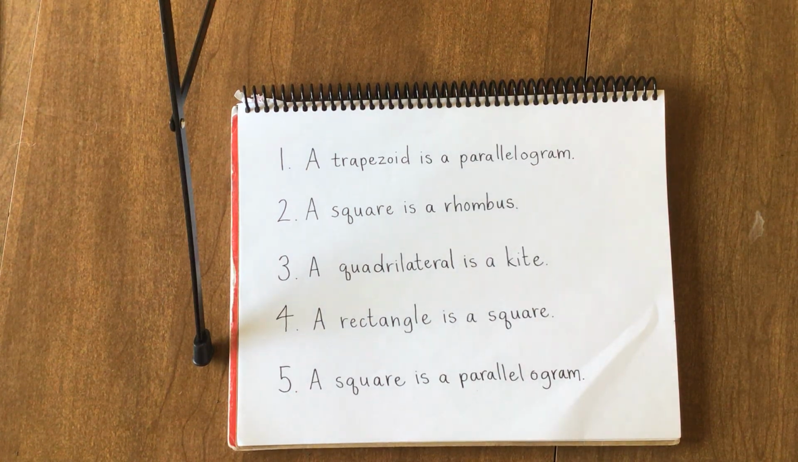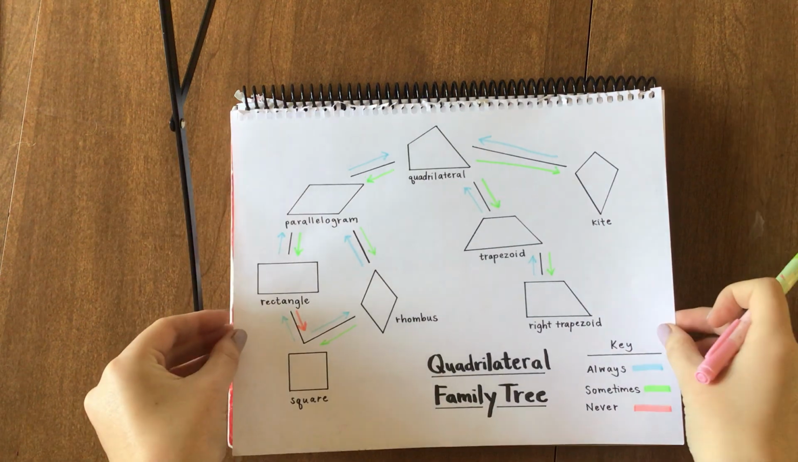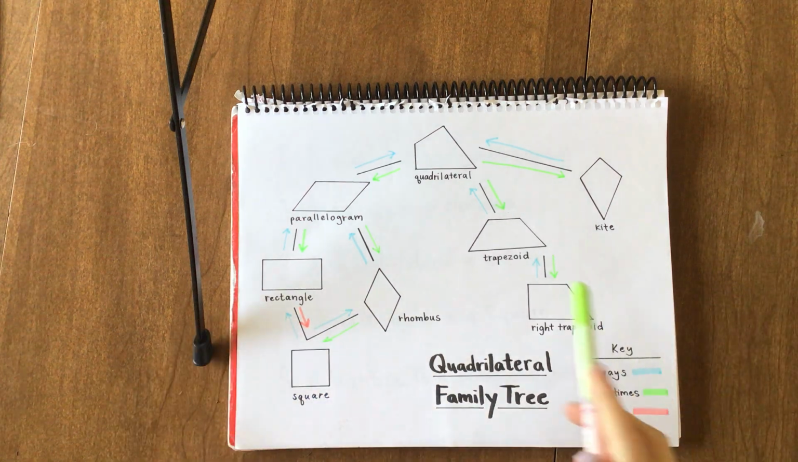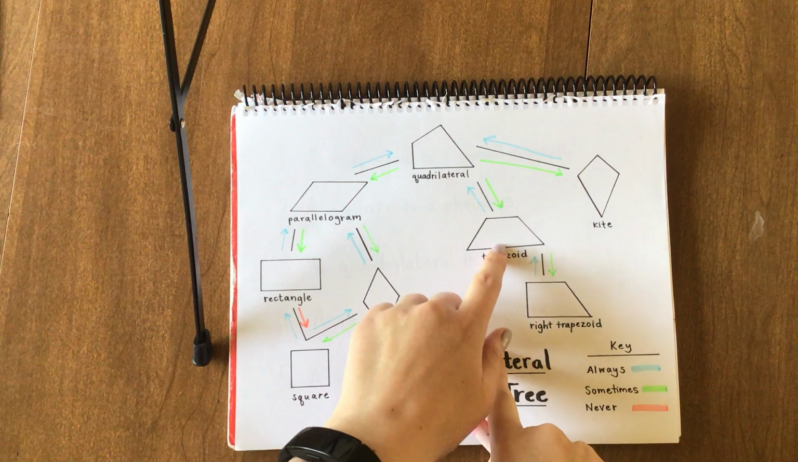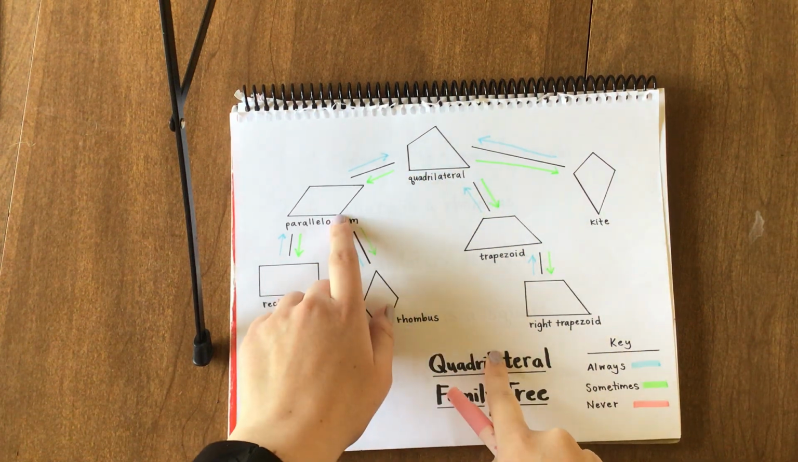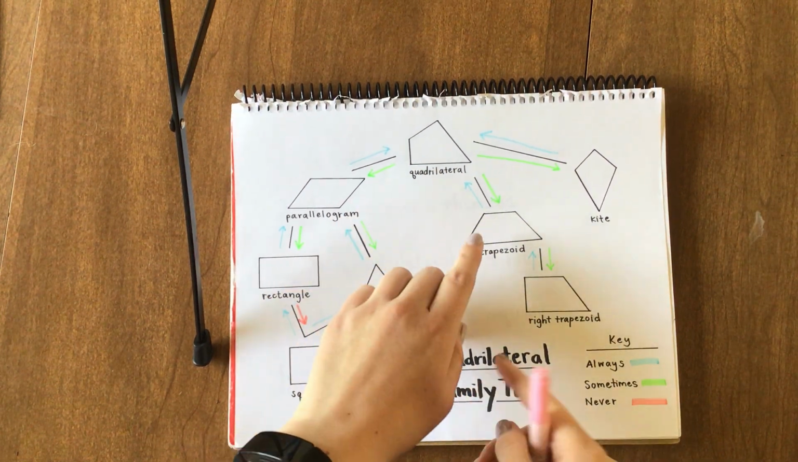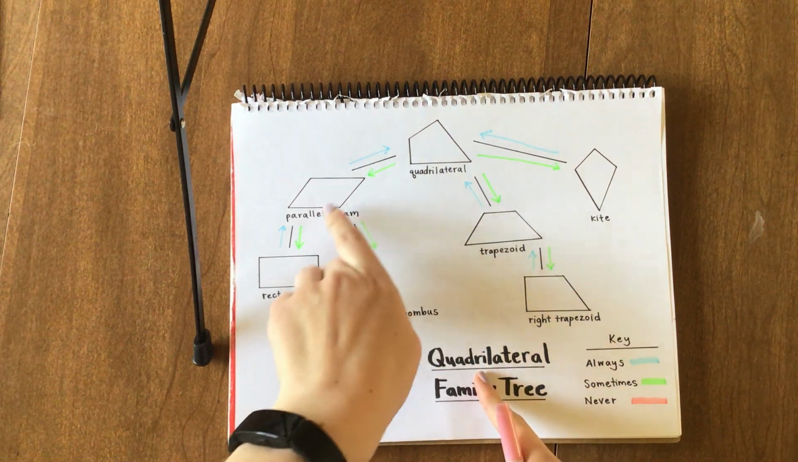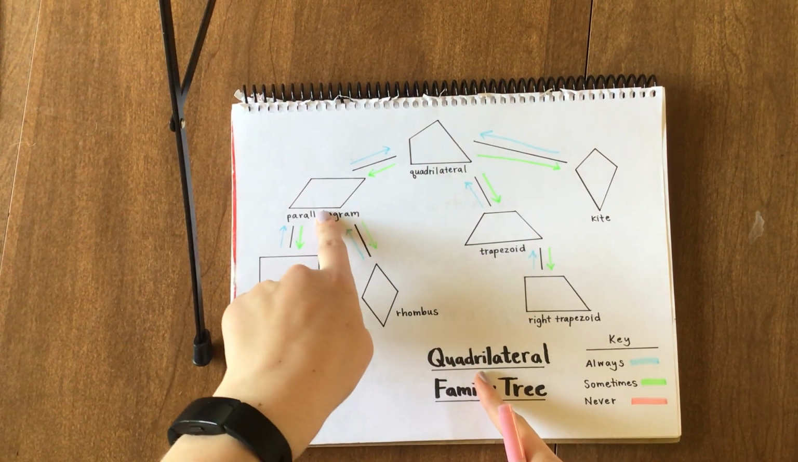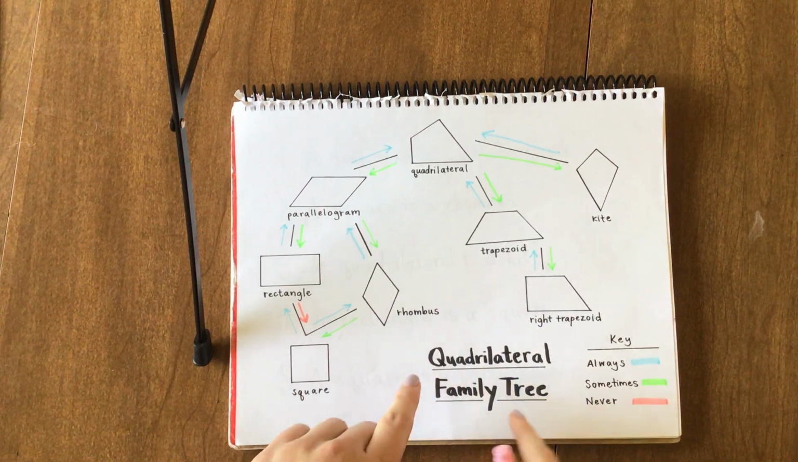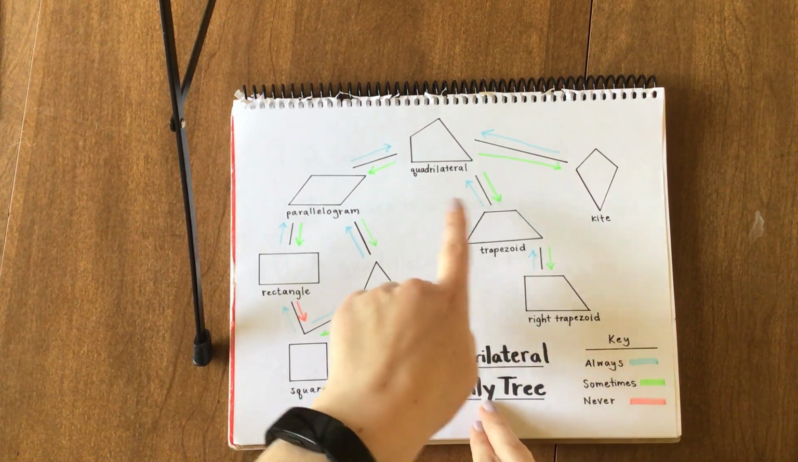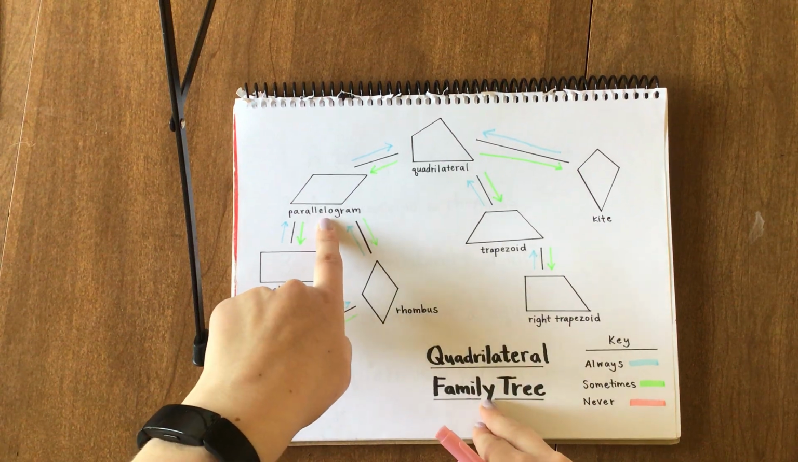So, question number 1. A trapezoid is a parallelogram. Looking at our family tree, we identify the trapezoid. Then we move in the direction towards the parallelogram. So, as you can see, the trapezoid has no relation to the parallelogram within the tree. Therefore, we can say that a trapezoid is never a parallelogram.